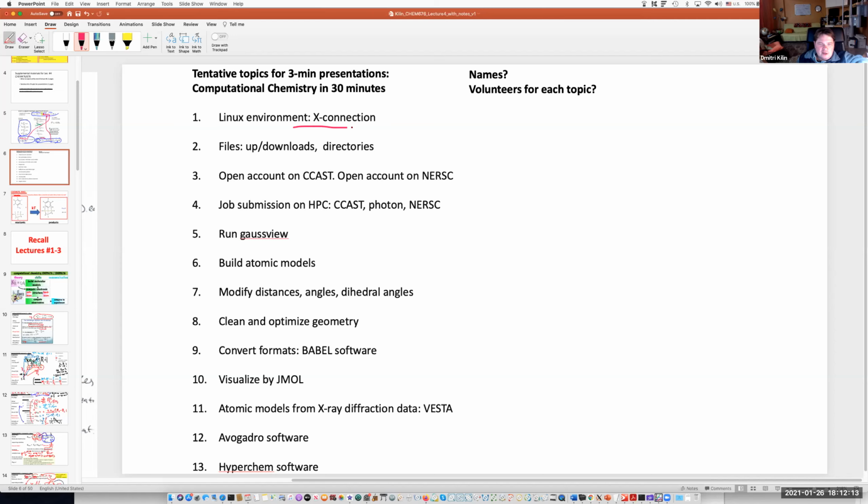So we already covered Linux environment, X connection, partially uploads of files. I didn't cover this one and probably will not cover, but someone can find it. And about this much I will cover tomorrow in the lab. Maybe more, but I intend to cover this subject. The rest maybe you'll cover in a week.